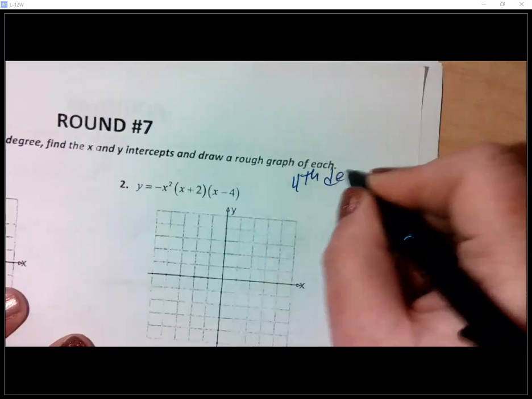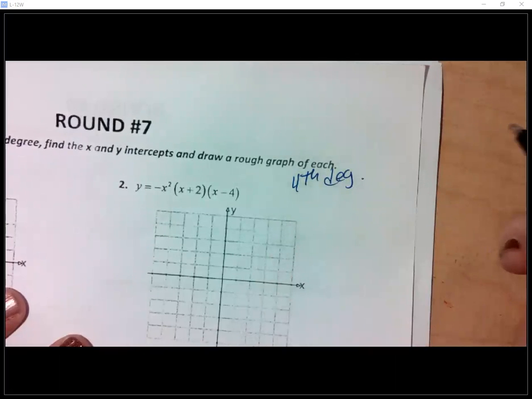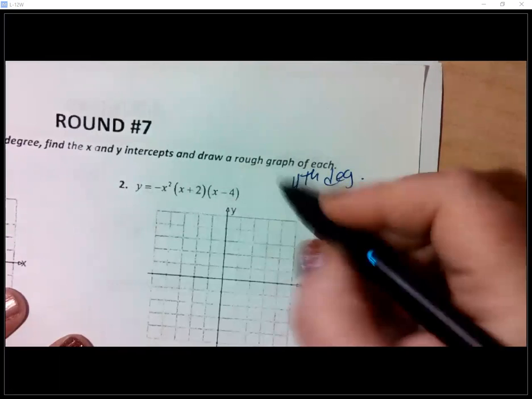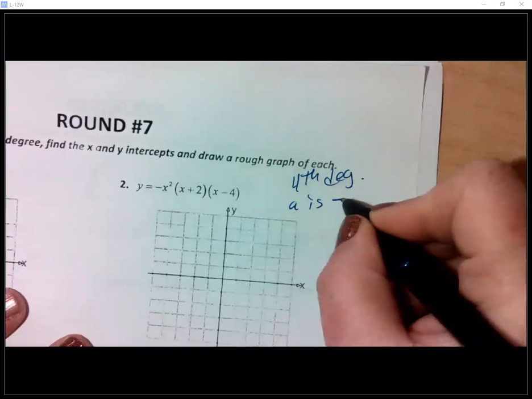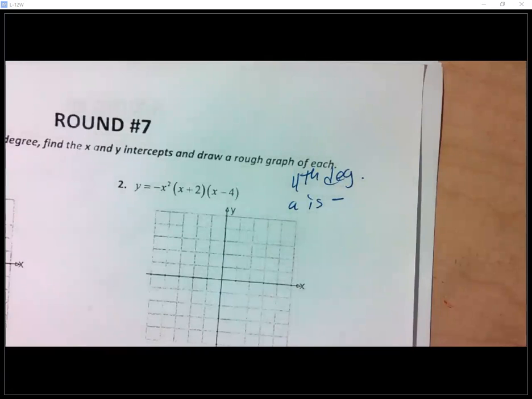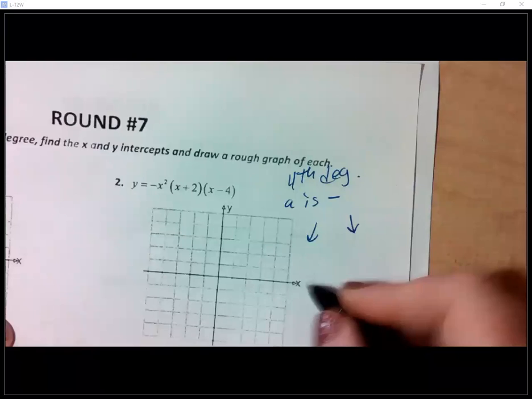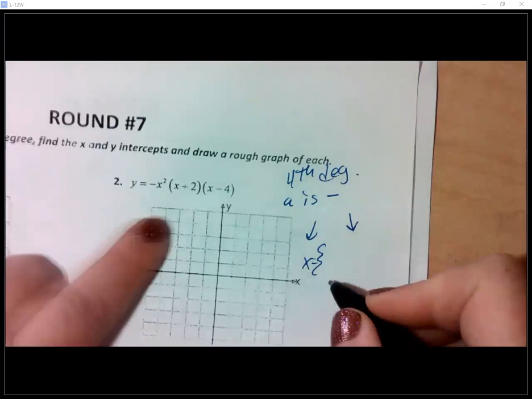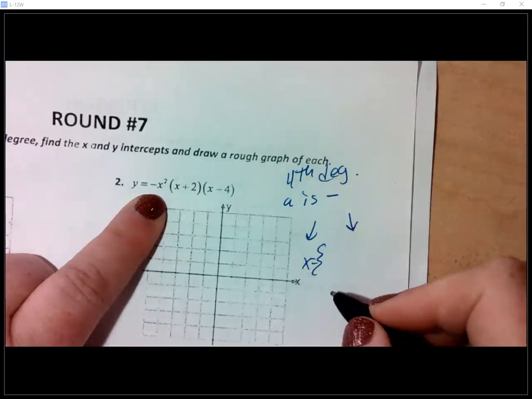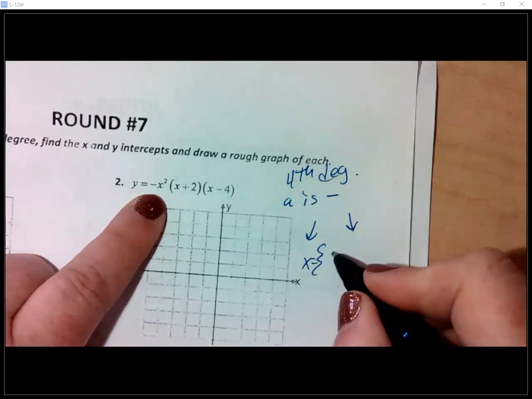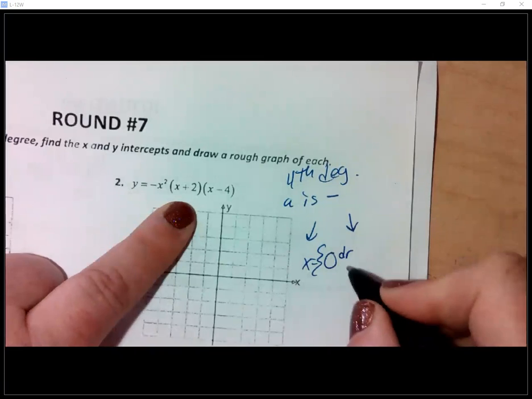What is my lead coefficient going to be? Negative. I've got this negative out in front. So show me with your hands, if you have a 4th degree polynomial where a is negative. Yes, they're both down towards the ground. So my end behaviors are both going to be like this. Now let's figure out where those zeros are. The x squared, what answer comes from that? 0 as a double root. From here, I'm going to get a -2, and then a +4.